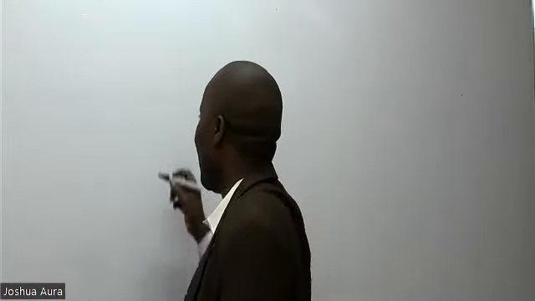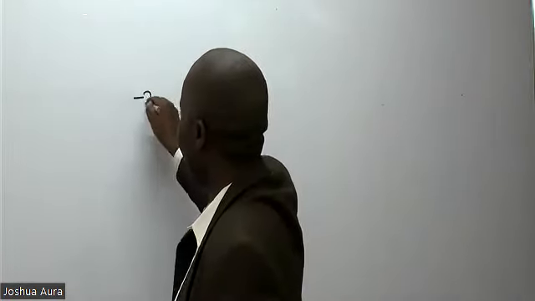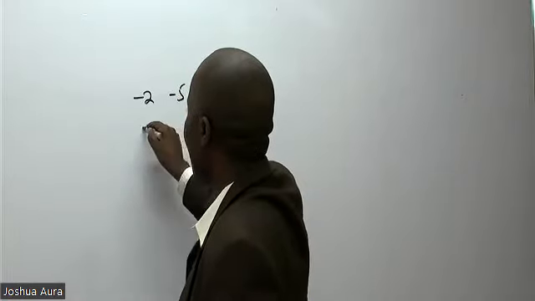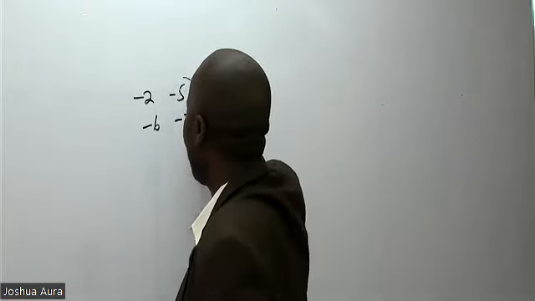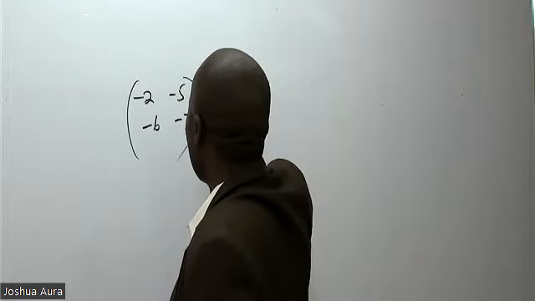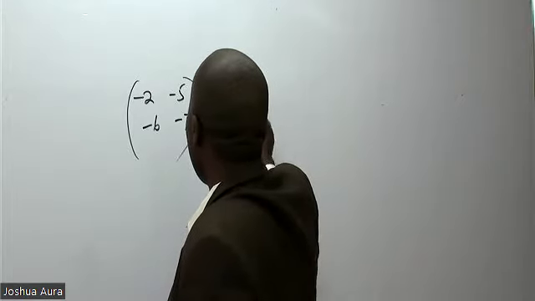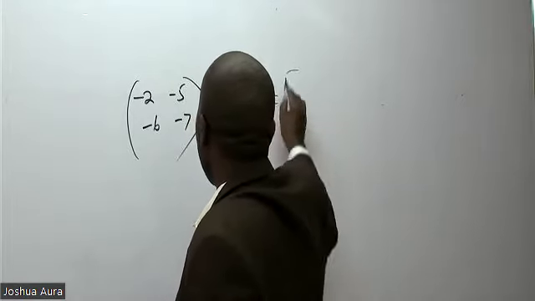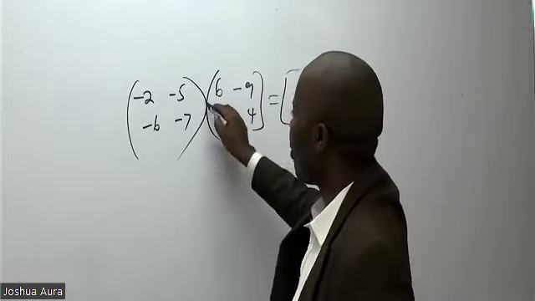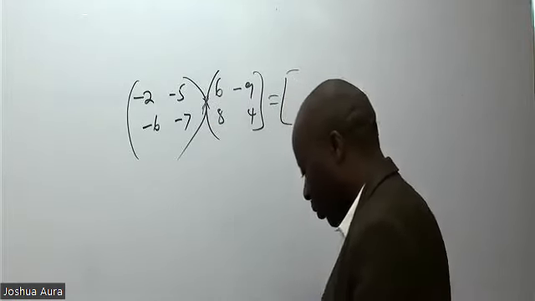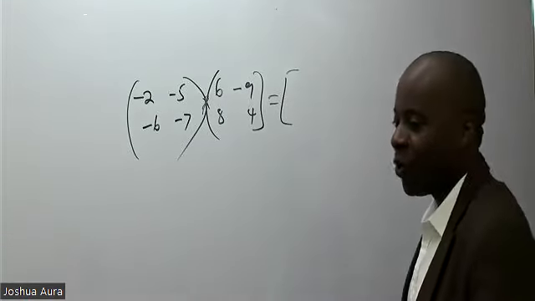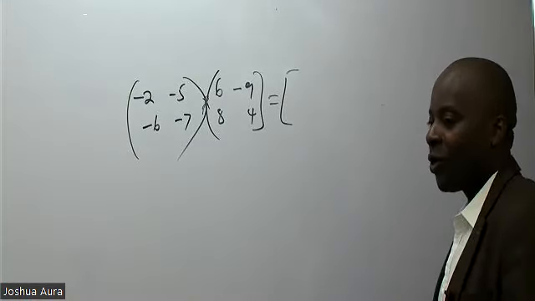The question is here: -2, -5, -6, -7, and then we have here 6, 8, -9, and 4. Remember, you're told to multiply. So I'll just close my eyes and wait for your answers.